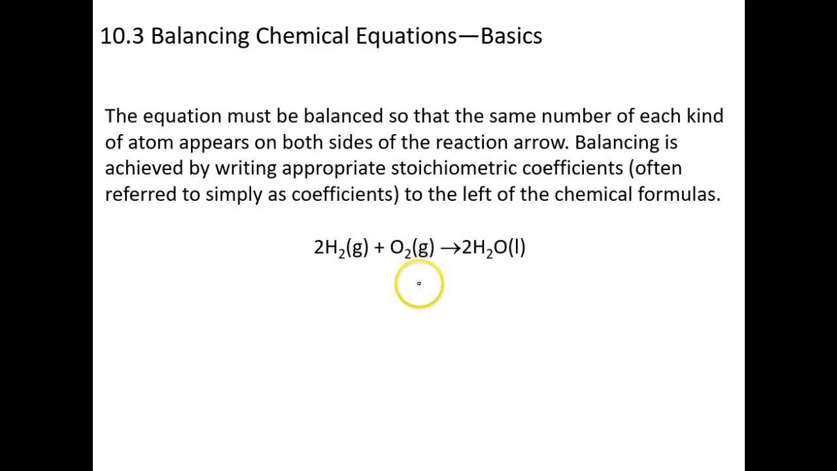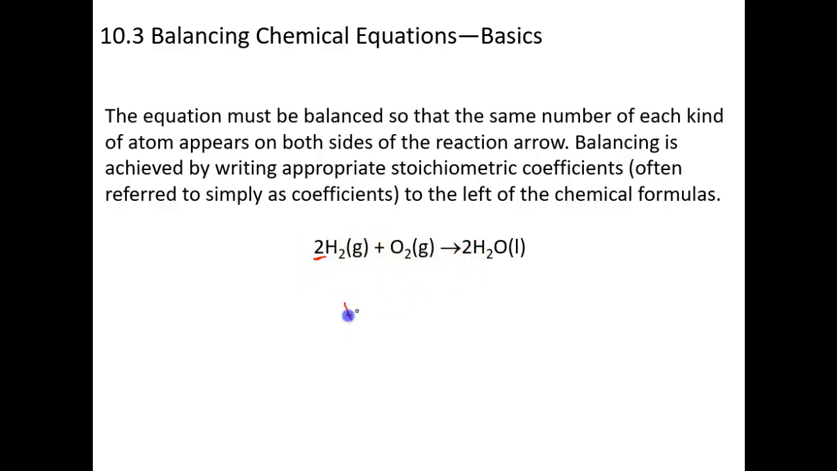Here we go, balancing. The equation must be balanced so that the same number of each kind of atom appears on both sides of the equation. So I just talked about the conservation of mass. However many atoms you have on one side, you have to have the same number on the other side. Balancing is achieved by writing appropriate coefficients. These are numbers in front.